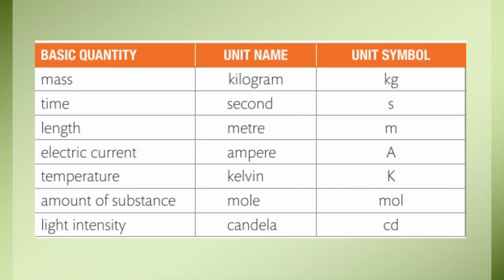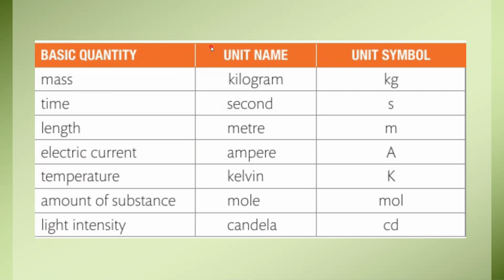There are 7 fundamental quantities which you have to learn. The first one, the mass, is a fundamental or base quantity. The time is also a fundamental or base quantity. Length, electric current, temperature, amount of the substance, and the light intensity.